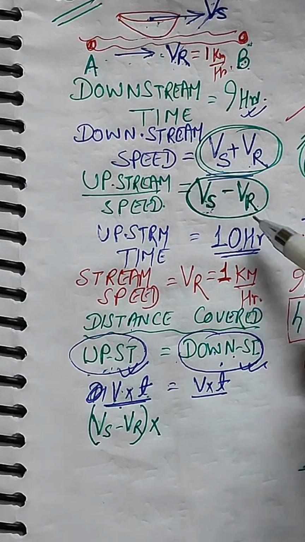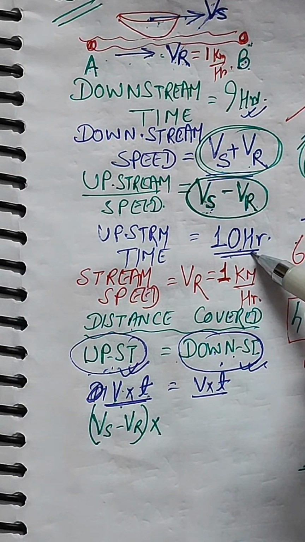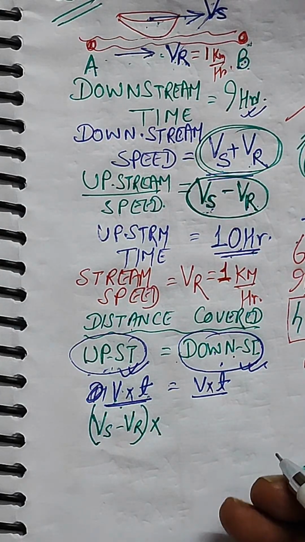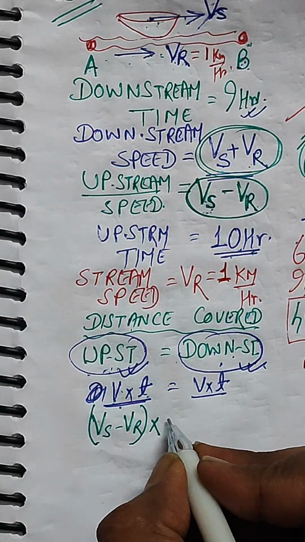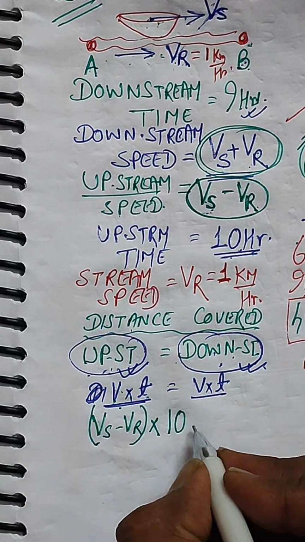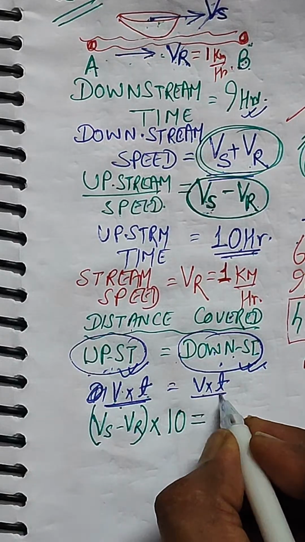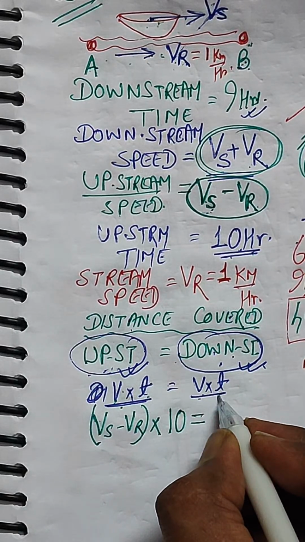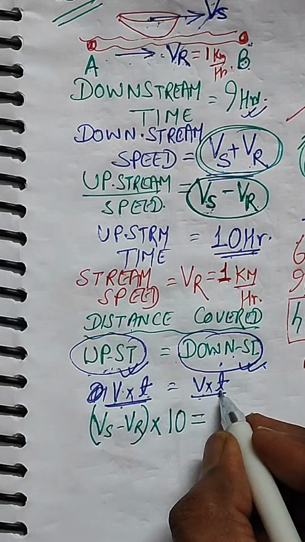What was the upstream time? It was 10 hours, right? Now 10 hours you can multiply it. Now into the RHS, the downstream velocity into downstream time. So what is the downstream velocity?